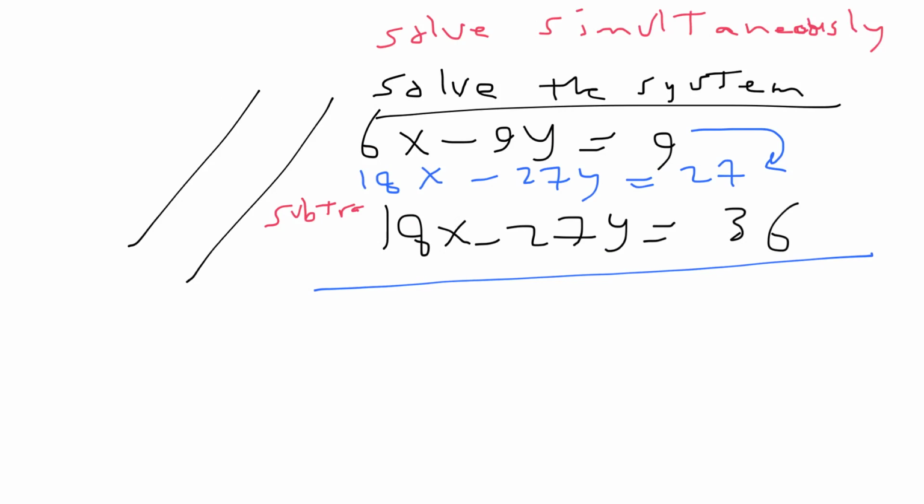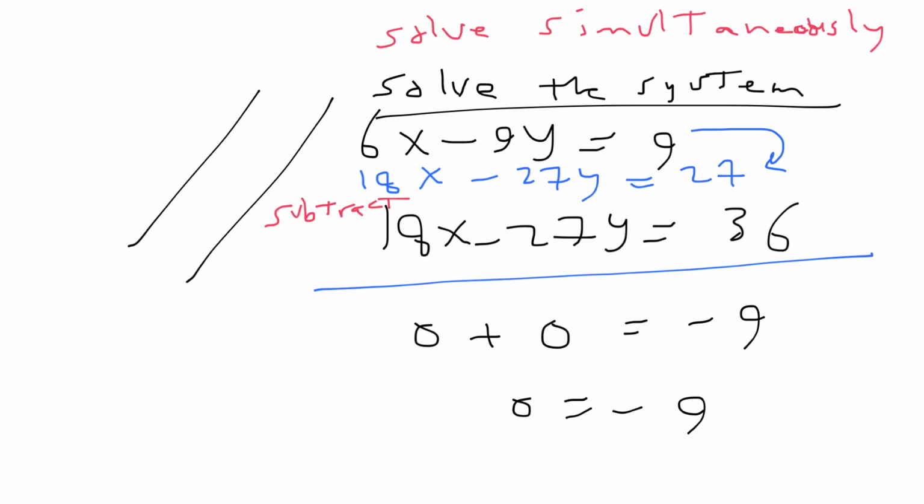Subtract. Okay? So when you subtract the first one and this one, you get 18x minus 18x, which is 0. And then you get minus 27y minus minus, which means plus 27y. You also get 0. And then after that, you get 27 minus 36, which is minus 9. So you got 0 equal to minus 9.